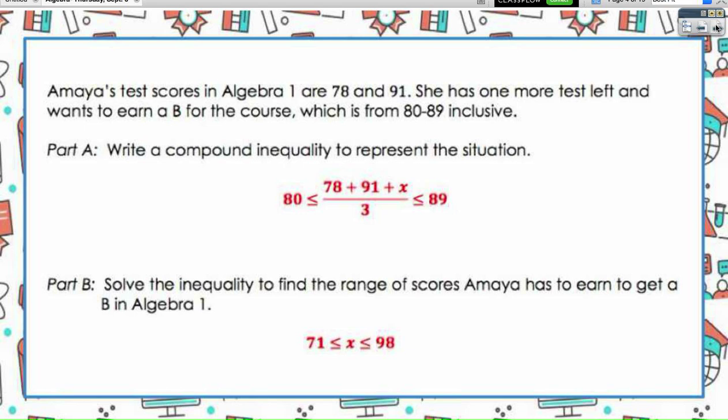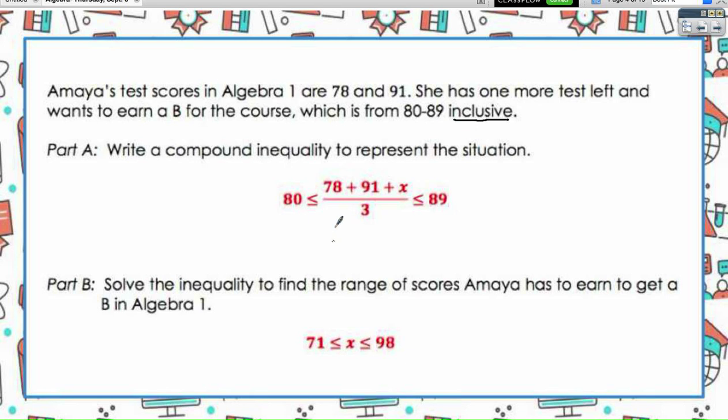In order to do that, she's got to have her average between 80 to 89 inclusive, and that word just means included. It means 80 and 89 could be the possible averages. So her average, which could be found from adding up the 3 scores and dividing by 3, x, because I don't know what the third one is yet. Her average needs to be greater than or equal to 80 and less than or equal to 89. So that's part A, where you're just setting it up.